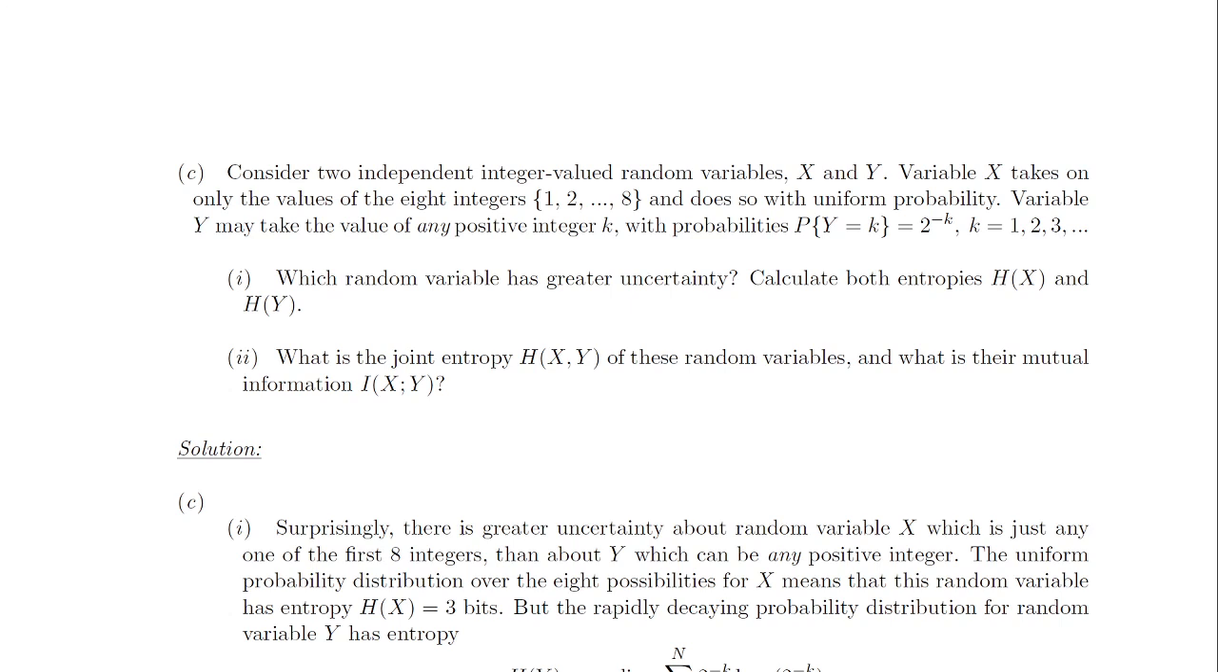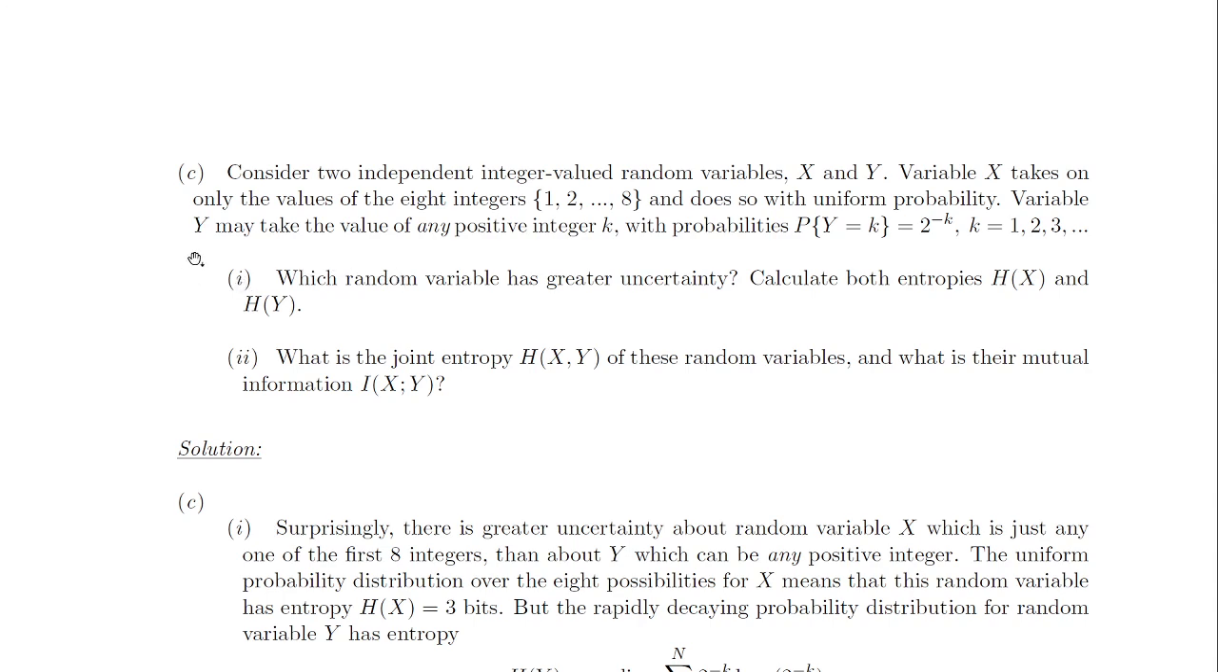Okay, the third subpart of this exercise asks you to compare the entropy of 2 different random variables, x and y. I think I anticipated this exercise in one of the opening lectures. Let's have a look at it. Variable x takes on any one of just these 8 integers, 1 through 8, with equal probability. So this random variable is one of these 8 numbers, each with probability 1/8.